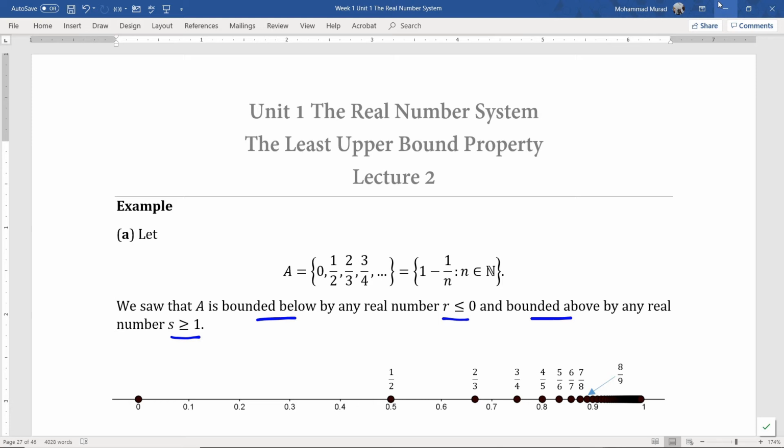And it is clear that the number 0 in A is the smallest number in this set. So the infimum of A is 0, because any number larger than 0 cannot be a lower bound, because there is a 0 smaller than that. But it is not clear, even from the figure, that this set has any maximum element in it. 1 is an upper bound, but 1 is not in A.